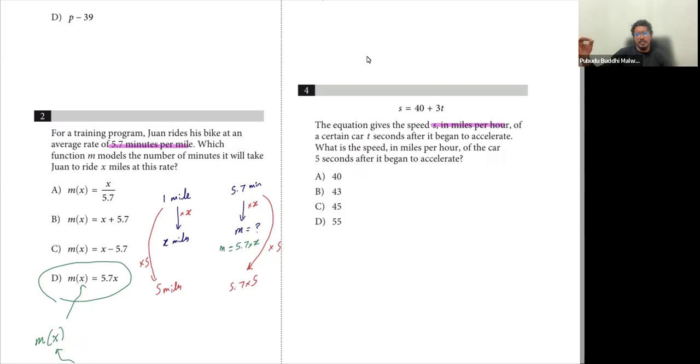Okay. 5 seconds after. So basically, this accelerate part is not relevant, I think. So you can put T equals 5. So S equals 40 plus 3 times 5. So that's 55. 55 miles per hour. I think that's correct, because T seconds after it began to accelerate. So that's the answer.